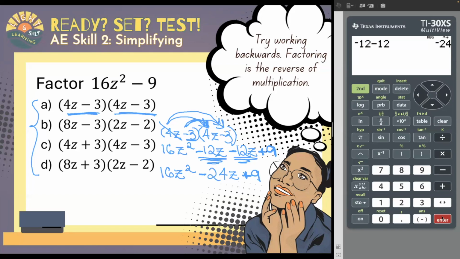And in fact, something interesting happened. You can see when I had these two identical terms like this, I ended up with this middle term. Notice how this one doesn't have a z. It just has a z squared and a 9.